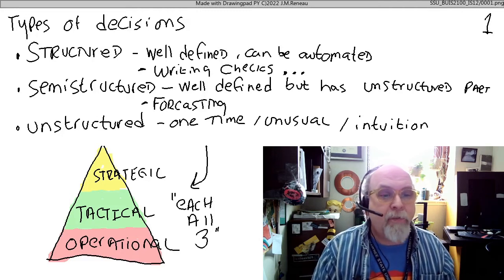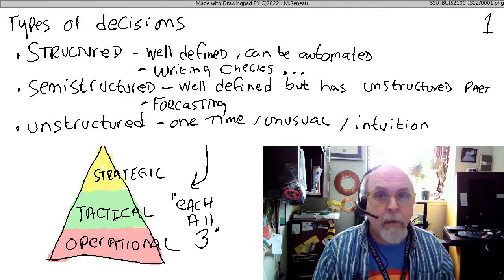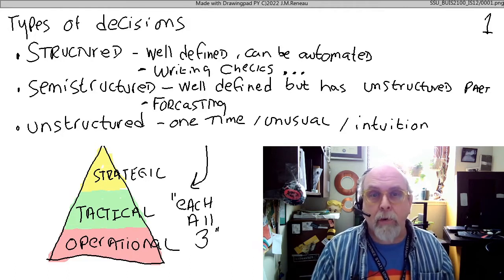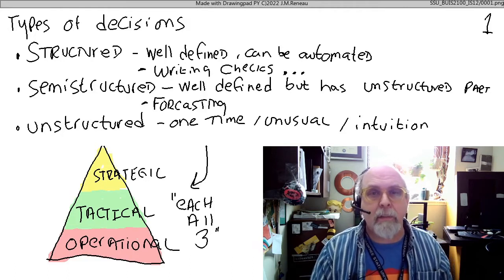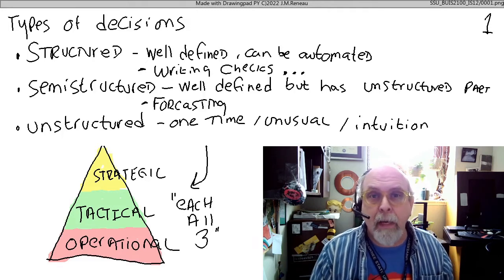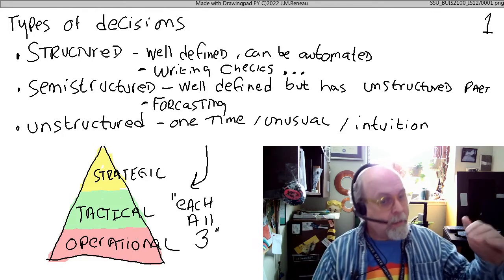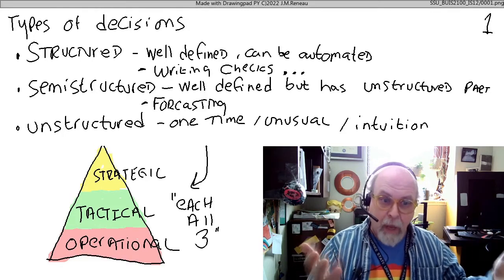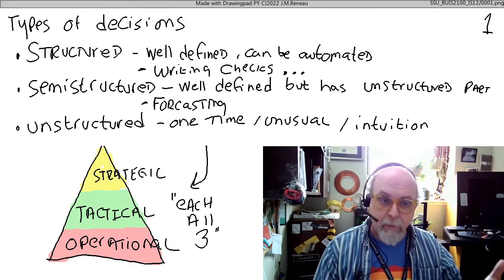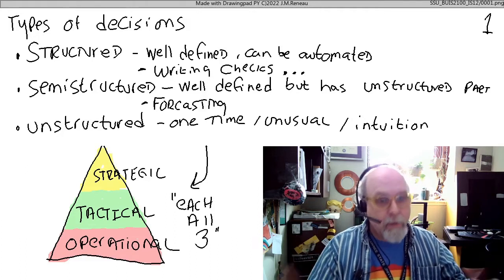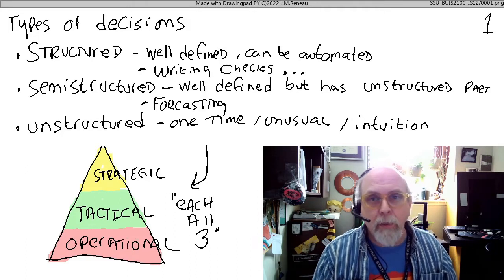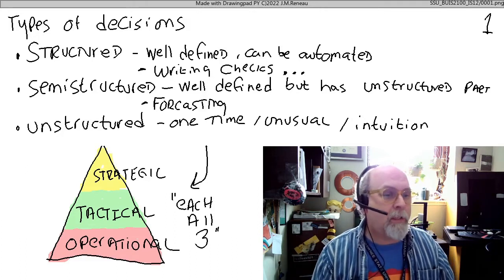And then lastly, the third type of decision is a structured decision. It's a well-defined decision that can be virtually automated, or can be automated. For instance, writing checks would be a structured decision. Do we have money? Is it due? Is it a legitimate business purchase? Yes, then write the check. So you can see that that would be a structured decision.